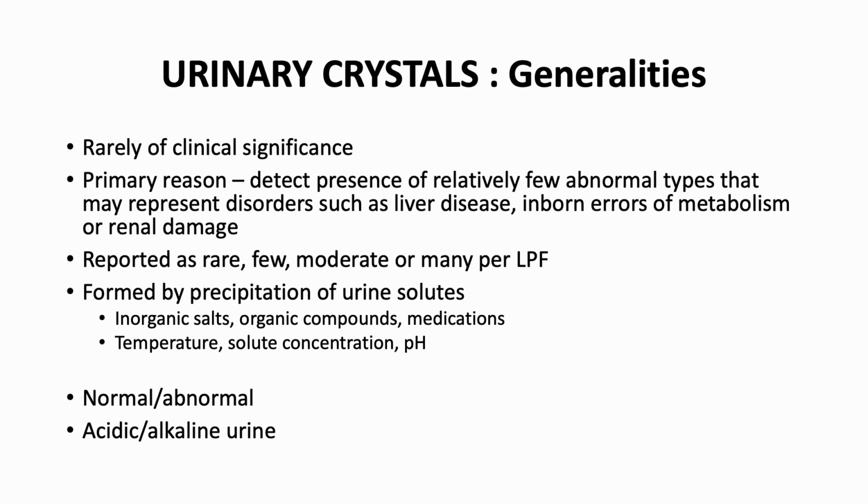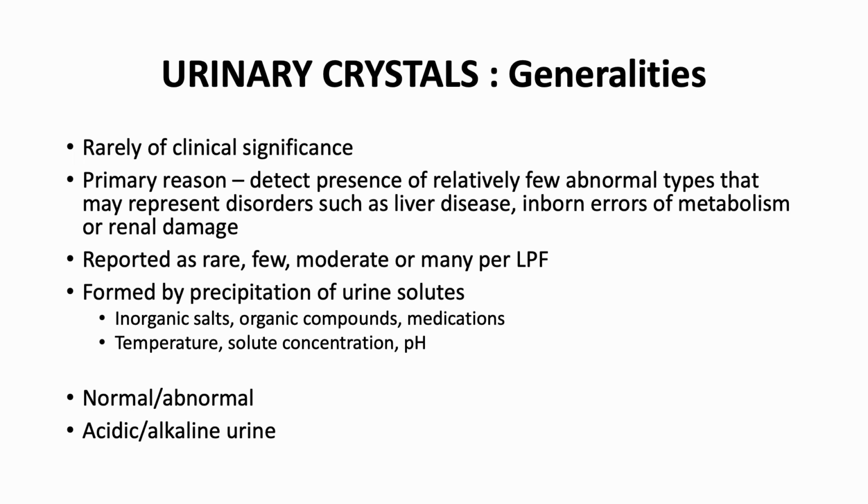A few general concepts regarding urinary crystals. They are rarely of clinical significance, but there are a few abnormal types that may represent disorders such as liver disease, inborn errors of metabolism, or renal damage. Urinary crystals can be reported semi-quantitatively per low power field. They are formed by precipitation of urine solutes composed of inorganic salts, organic compounds, and medications.